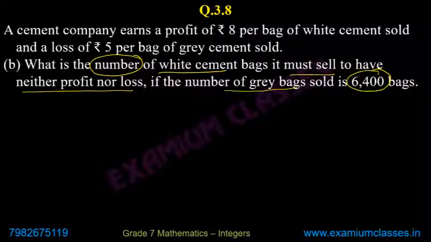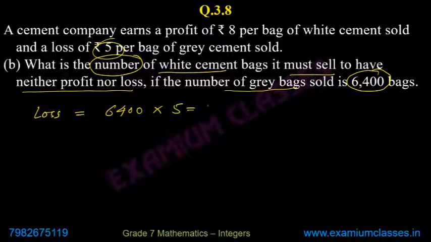Okay, now look here. Here profit needs to be equal to loss. So because here it is given gray bags, you will calculate loss. Loss will be equal to number of bags multiplied by loss per bag. Loss per bag is rupees 5. That is rupees 32,000 is the loss. So profit should be the same. Then there will be no profit, no loss.